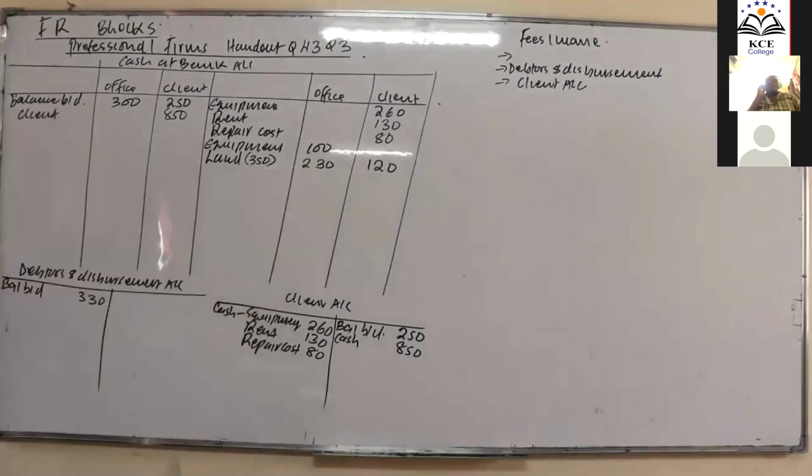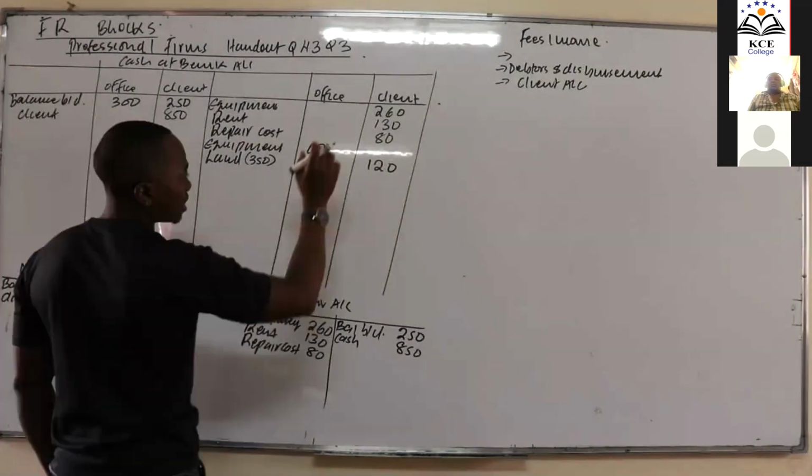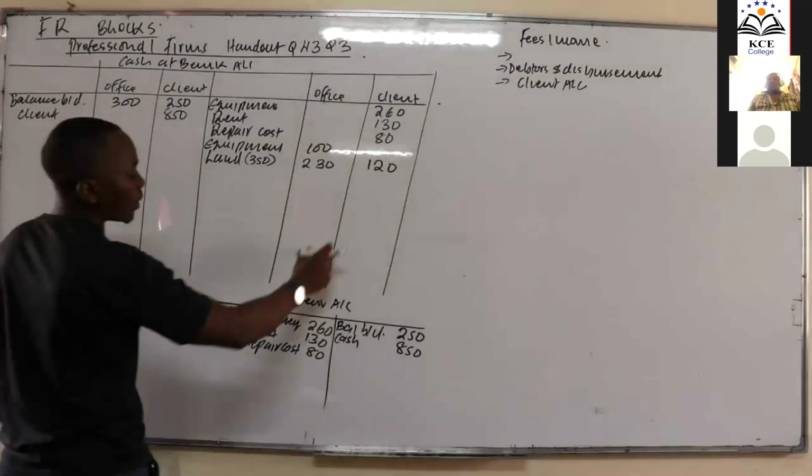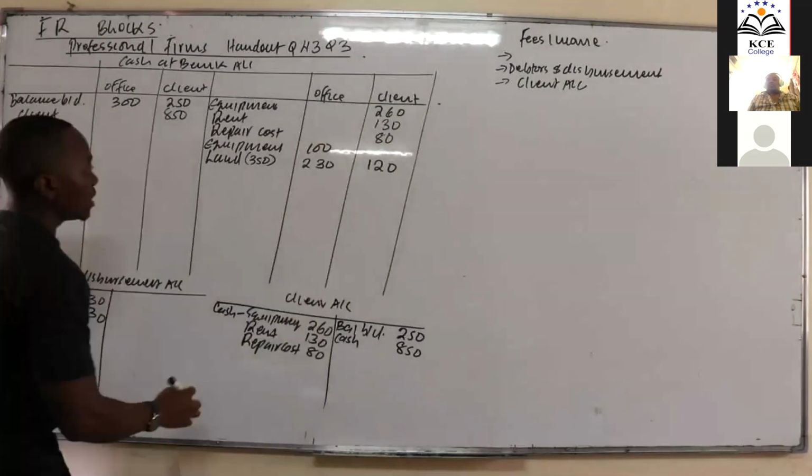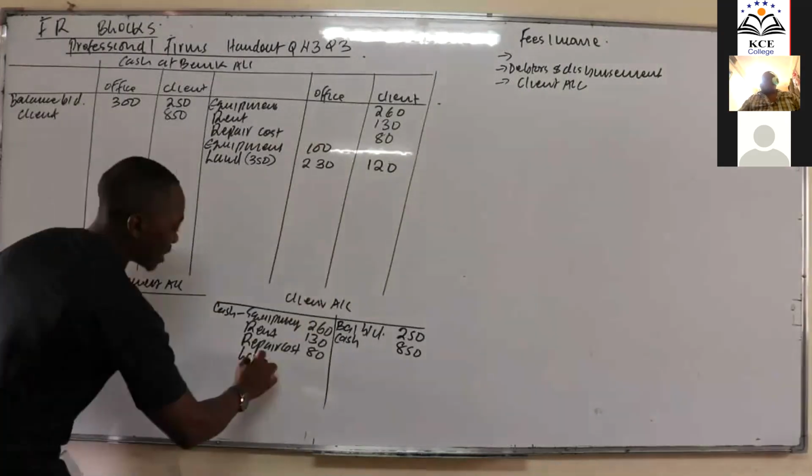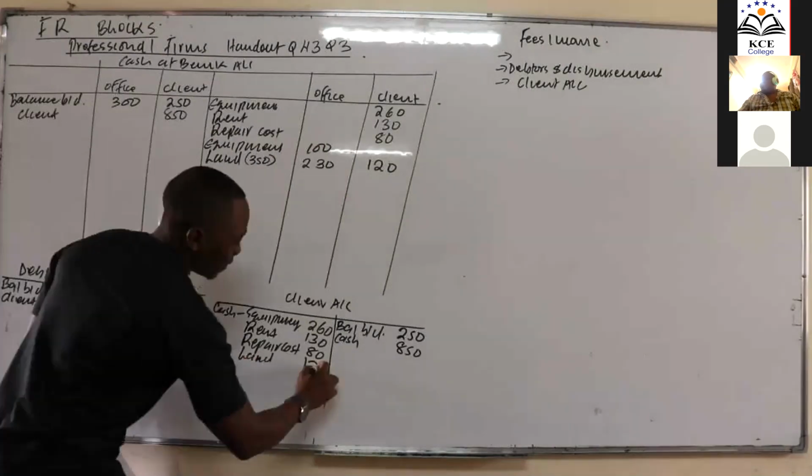So you show that from the client, there was a disbursement, an amount of 230. And then from the client, we spent 120. And this 120, you credit, you debit here. So you purchased land. From his account, you withdrew 120.